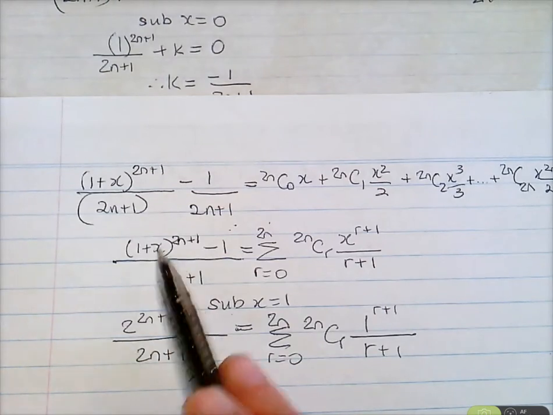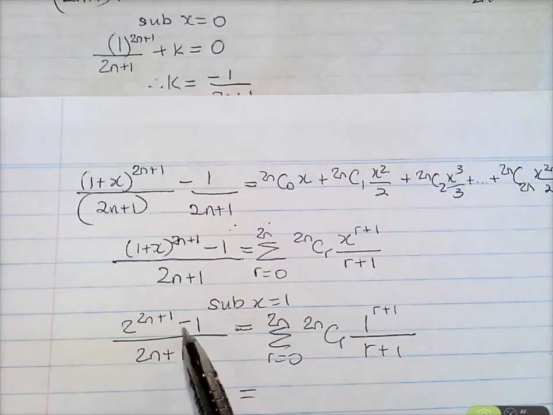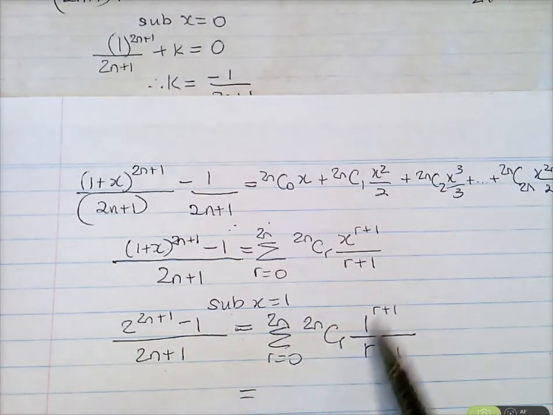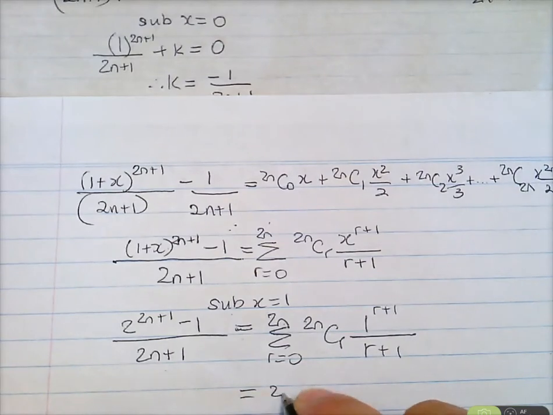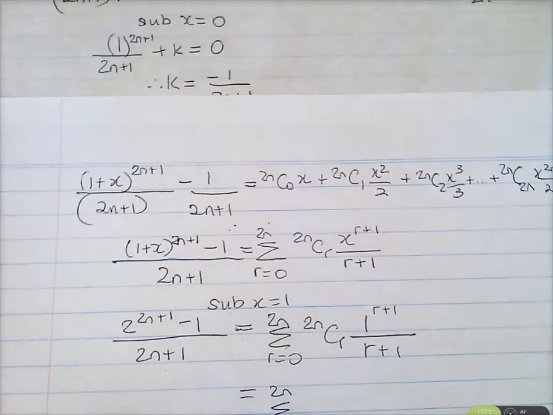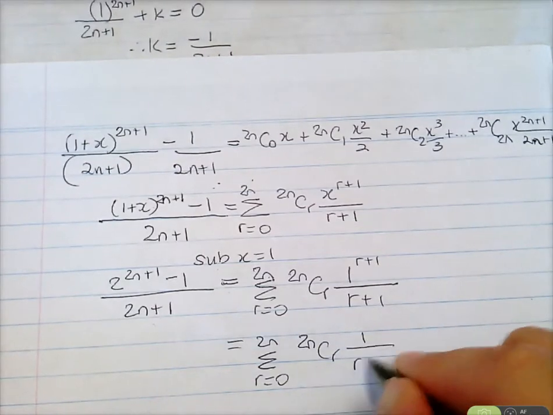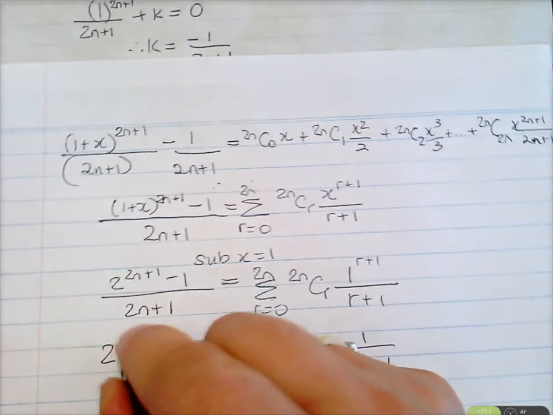So this is what I've got. Substitute x is 1 into that. 2 to the 2n plus 1 minus 1 over 2n plus 1 equals the sum from r is 0 to 2n of 2nCr, 1 to the r plus 1 over r plus 1, which is just the sum of 2nCr, 1 over r plus 1, and it's proven.